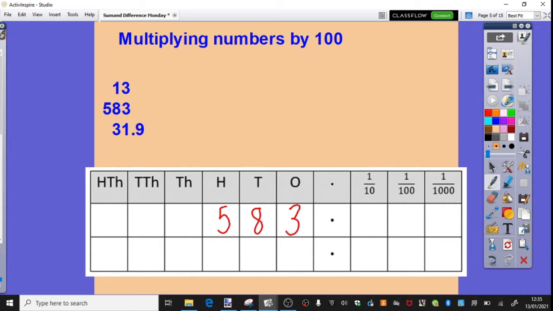And the next one then, 583 multiplied by 100, our 5 moves 2 places to the tens of thousands, our 8 to the thousands, and our 3 to the hundreds. We've got our place value holders there, so we've got 58,300.